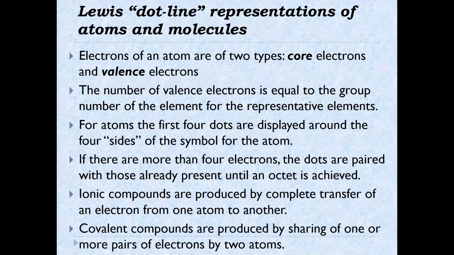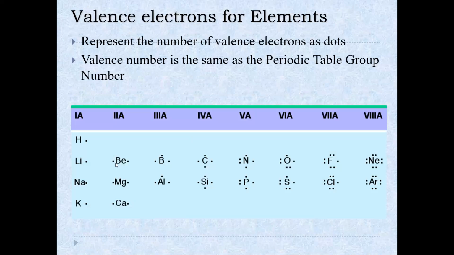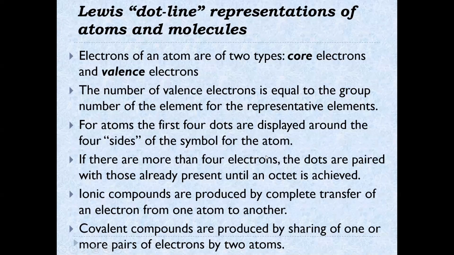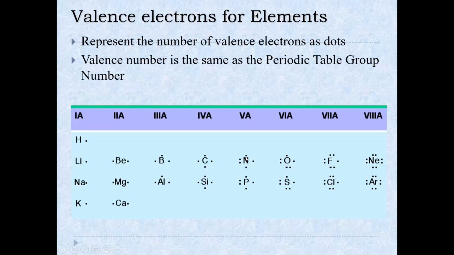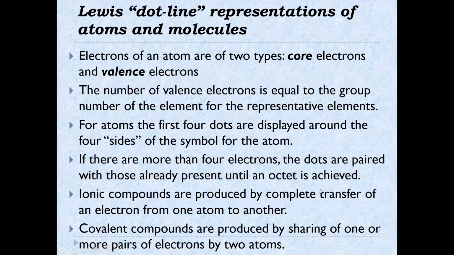So for atoms, the first 4 dots are displayed around the 4 sites, as you can see in the previous slide. For the first 4 groups, the dots are displayed singly. And if there are more than 4 electrons, the dots are paired with those already present until an octet is achieved. So you first do it for nitrogen, for example, it has 5, just 1, 2, 3, 4, then the 5th one will be paired. For oxygen, 1, 2, 3, 4, then you now pair 5 and 6. So you first do them singly before you pair them for those that have more than 4 valence electrons.